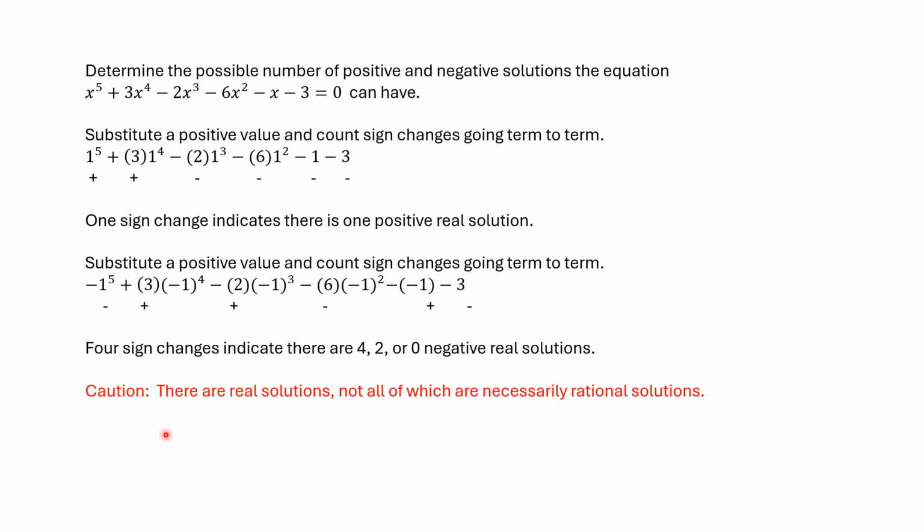But we have to be careful. These are real solutions, not necessarily rational solutions. So I might have the square root of 5 as a positive real solution, and I might have the negative square root of 5 as a negative solution. But it's a good idea to do this because if we exhaust all of our positive or negative solutions, we can cut the candidate list down considerably.